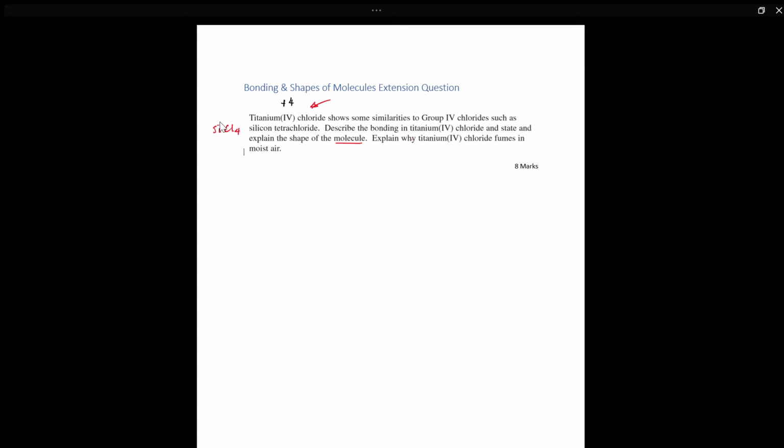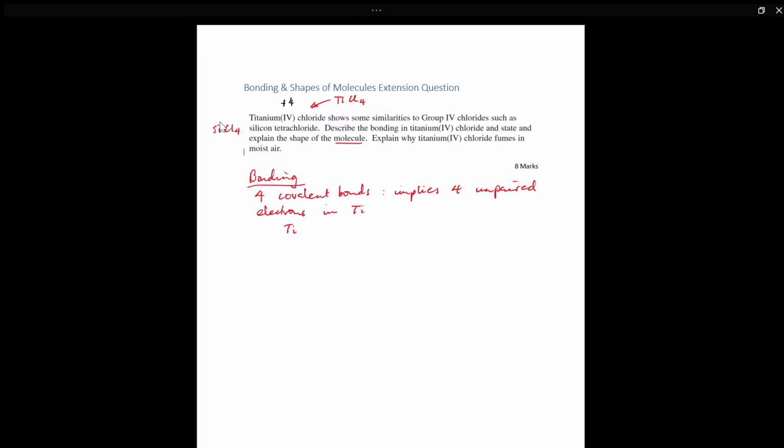So our formula of our titanium chloride, if titanium is +4, then we must have 4 chlorines because chlorine is going to be -1. So our formula is going to be TiCl4, our molecule. So that implies that we've got 4 covalent bonds. If we're going to start off with describing the bonding, we want to state that there's going to be 4 covalent bonds. But how are we going to get 4 covalent bonds? That implies that we've got 4 unpaired electrons in our titanium atom. So let's just check that titanium has got 4 unpaired electrons by looking at its electron structure.